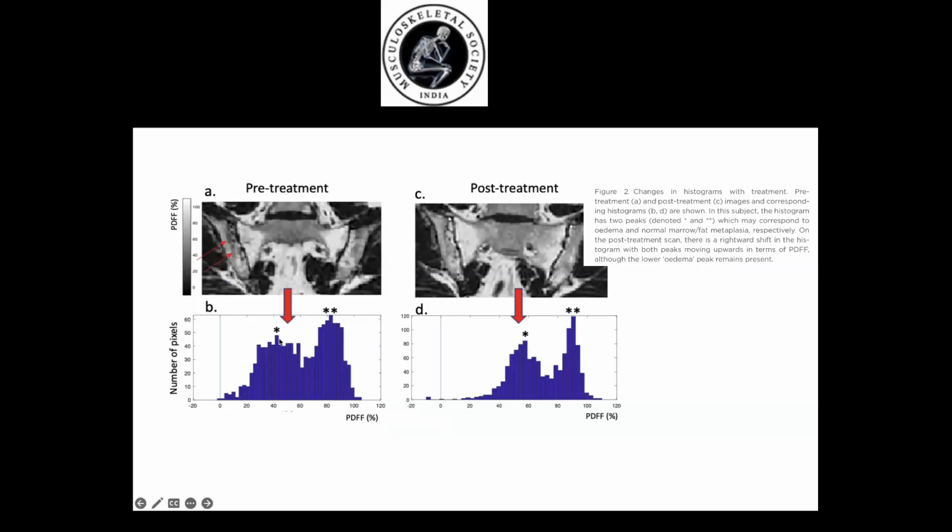And they've tried to characterize pre-treatment. This histogram has 2 peaks, where the first peak shows edema and the second peak shows fat infiltration. Following treatment, there has been a shift to the right with an increase in fat infiltration and a reduction in edema, though edema is still present. I think that would be a really helpful tool to add on to our armamentarium.